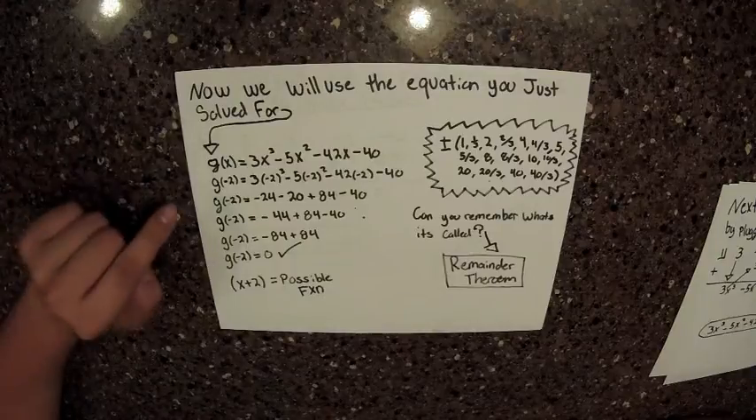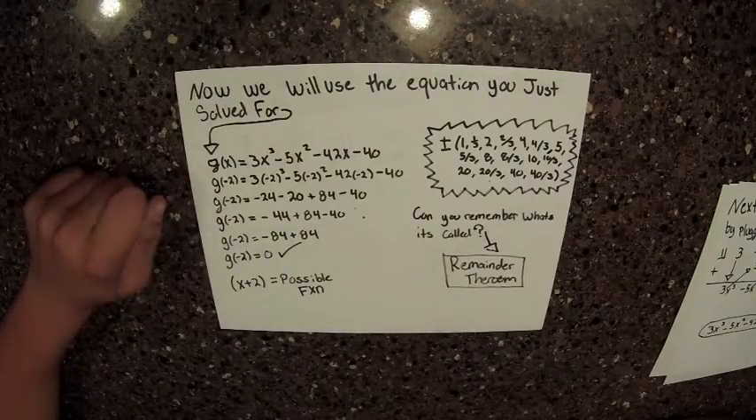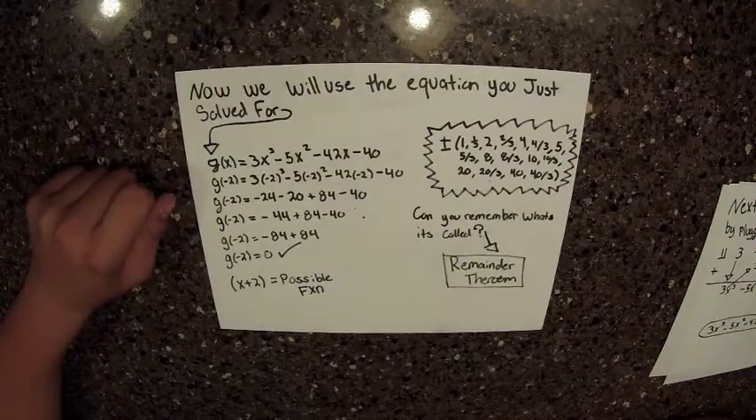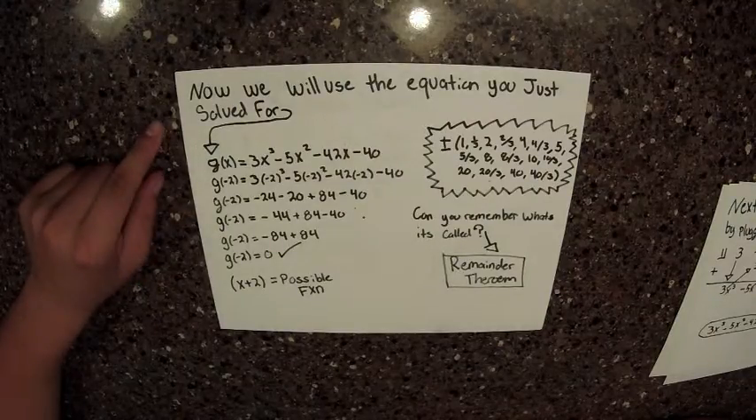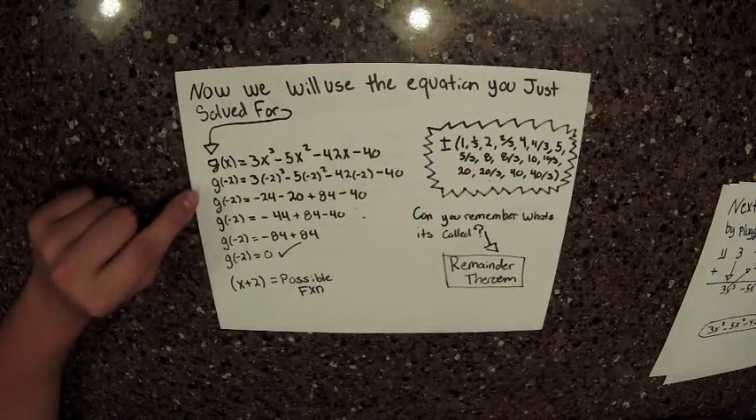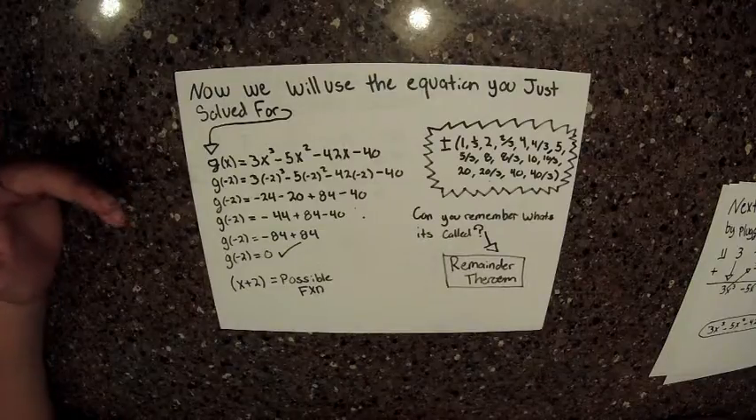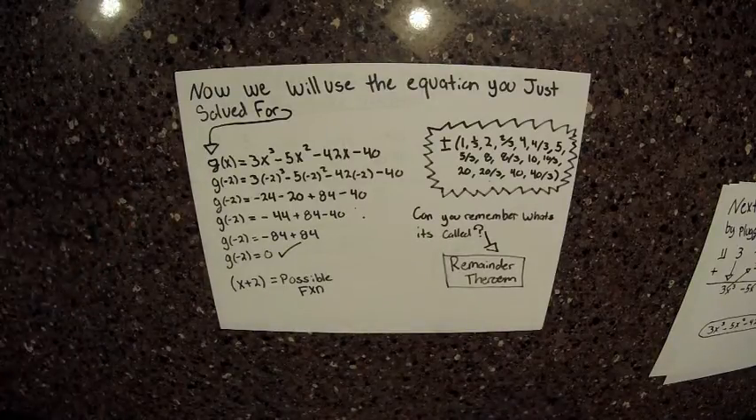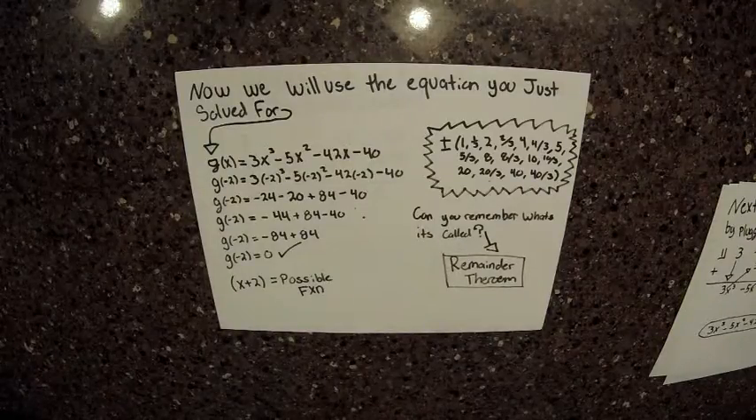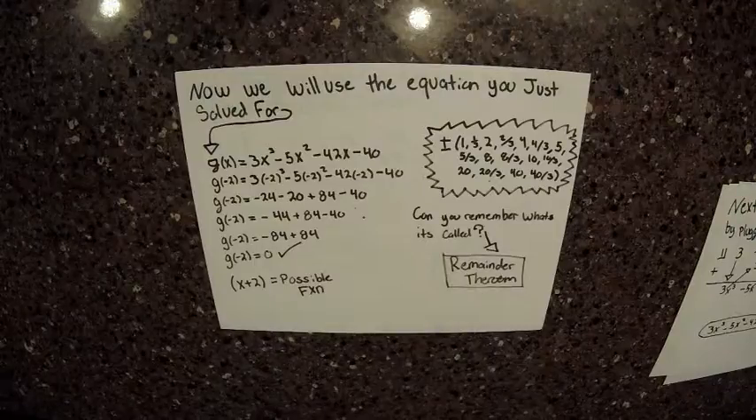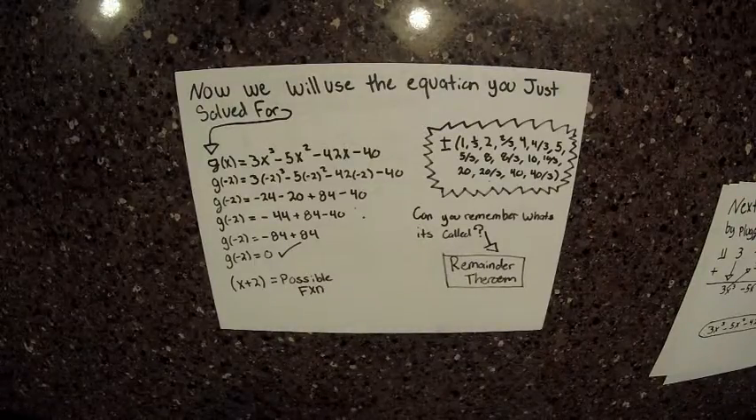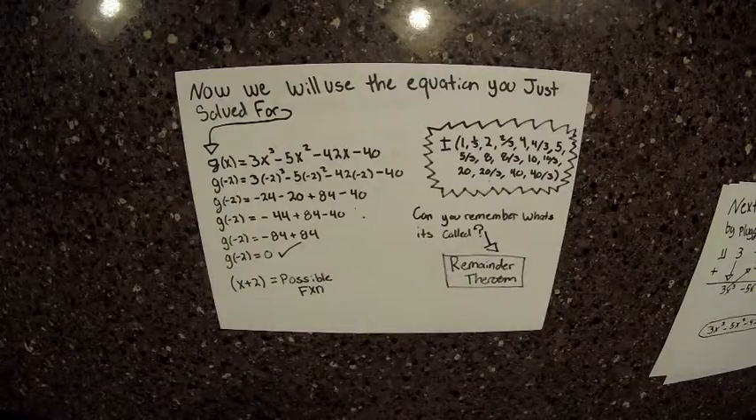Okay, so now our equation that we just solved using synthetic division is g of x equals 3x cubed minus 5x squared minus 42x minus 40. Now remember that I chose negative 2, so I will plug that in now. So g of negative 2 equals 3 times negative 2 cubed minus 5 times negative 2 squared, minus 42 times negative 2 minus 40. And now we solve the rest and it equals 0, which is good.